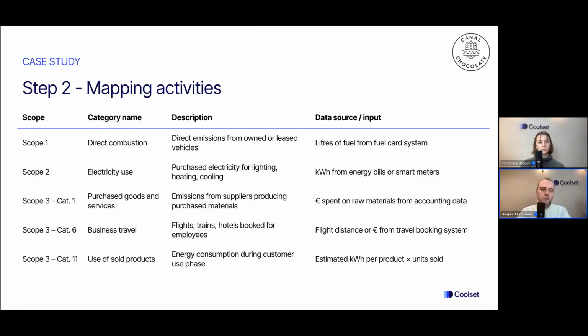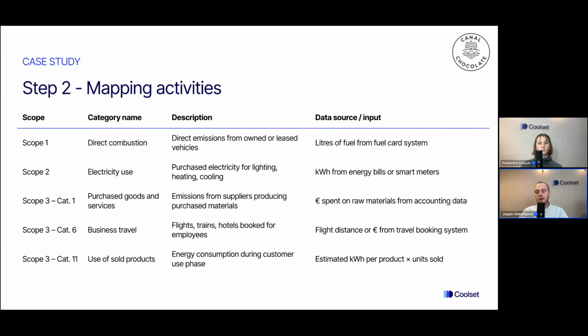Scope 3, category 6 is business travel. There they look at flights, trains, and hotels booked for employees. The data source might be flight distance, or euros from travel booking systems. And then for scope 3, category 11, which is use of sold products, which is a bit more technical in the calculation but also very doable, they look at energy consumption during the customer use phase. For example, they would look at estimated kilowatt hours per product multiplied by units sold.